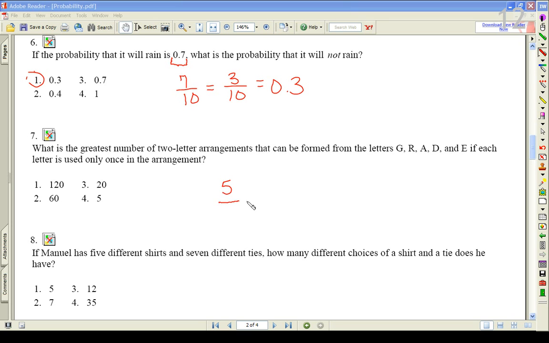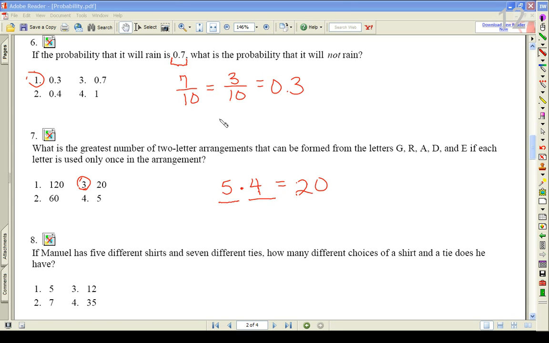Alright, I have 5 letters to choose from to begin with, so a 5 will go on my first line. That's the total number of options I have for my first letter. For my second letter, since I've already used up 1, I'm going to be down to 4. If I multiply those two together, you end up with 20 different options there.